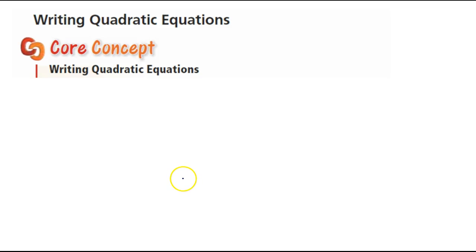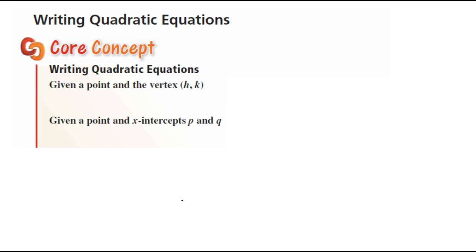All right, let's talk about writing quadratic equations. There are 3 situations that we can write a quadratic equation in. One of them is if we're given the vertex and 1 point on the parabola. Another is if we are given the x-intercepts, let's call them P and Q, and another point on the parabola. And if we're just given any 3 points on the parabola. Right now, let's focus on that first one.